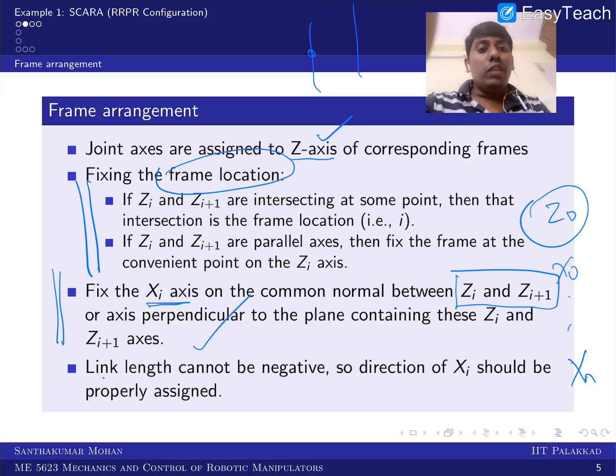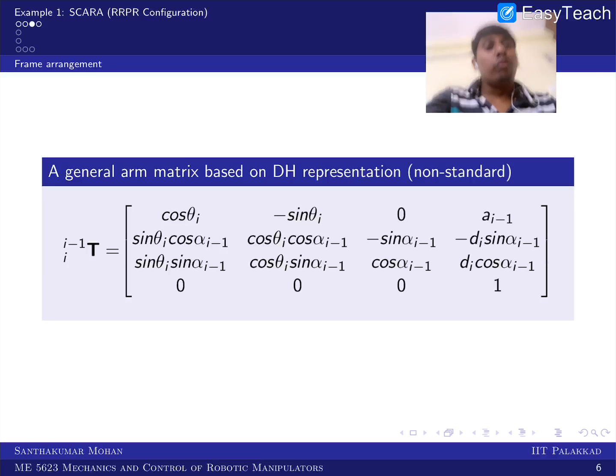After that, we have seen that the link length cannot be negative. Why? Because link length is a physical variable that cannot be negative. In the sense, the direction of xi should be properly assigned in such a way that the link length is never negative. Okay, so in that condition we will go forward.